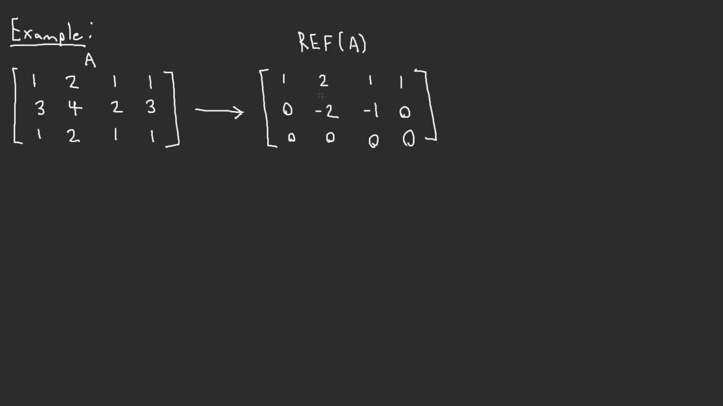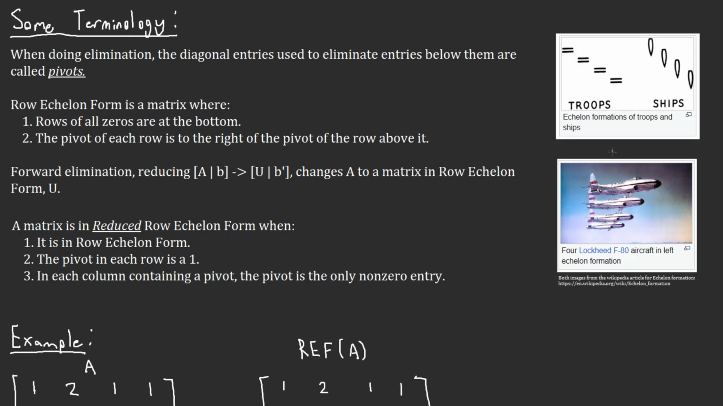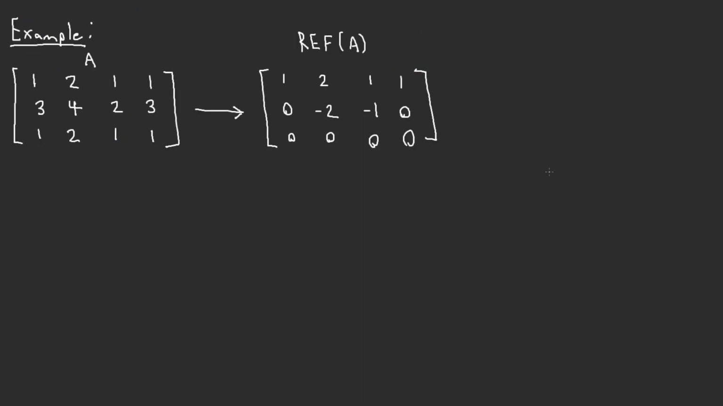This is because the pivot in each row, that leading diagonal entry that we would use to knock out any remaining entries were there any non-zero entries beneath it, this pivot is to the right of this pivot. And so it makes this echelon pattern, kind of like what we see here with the troops and the ships. So that's why it's called that.